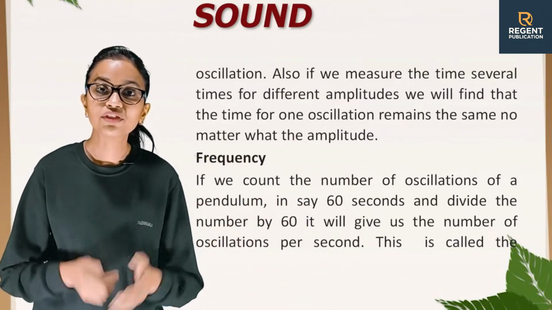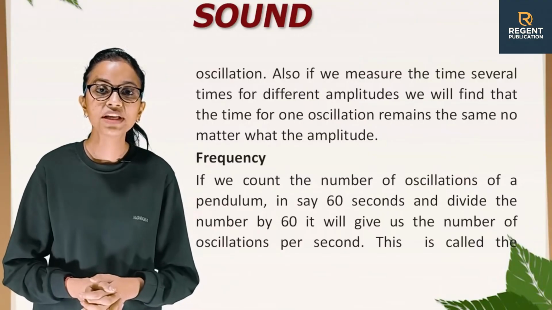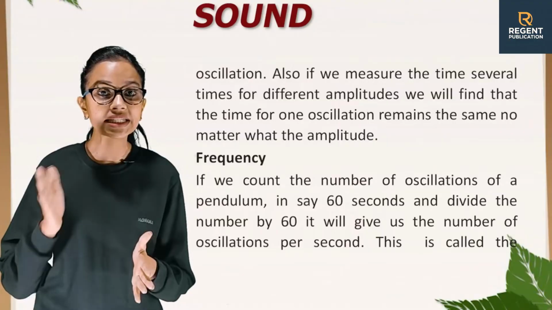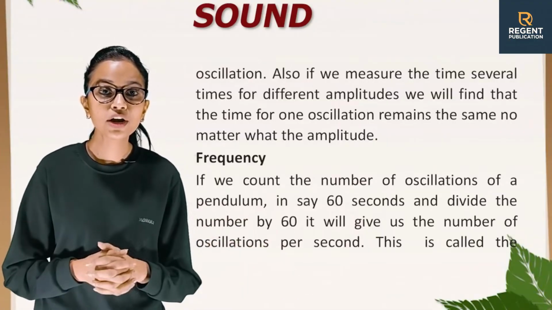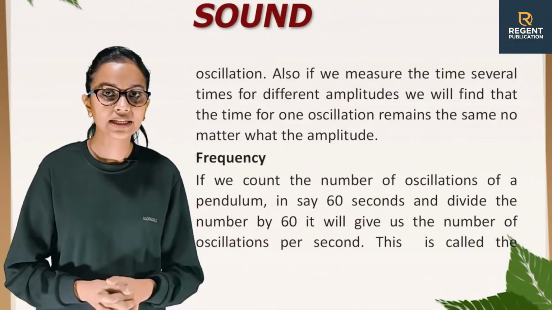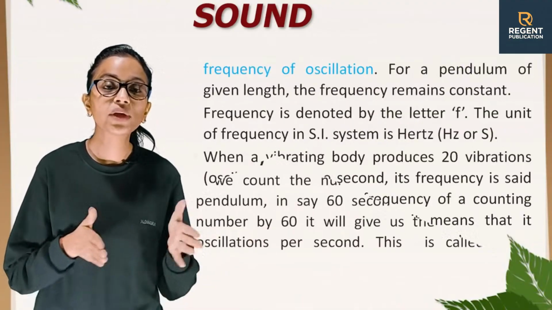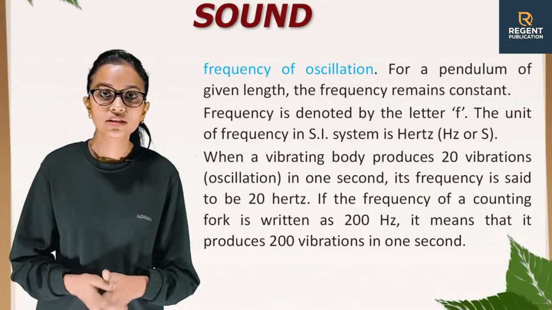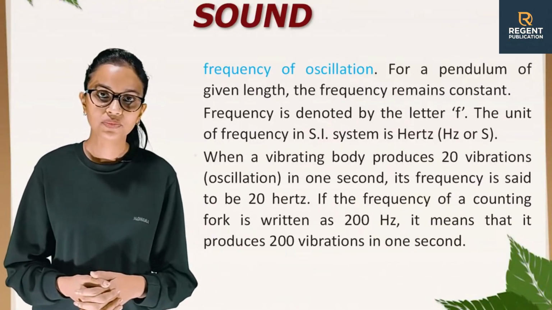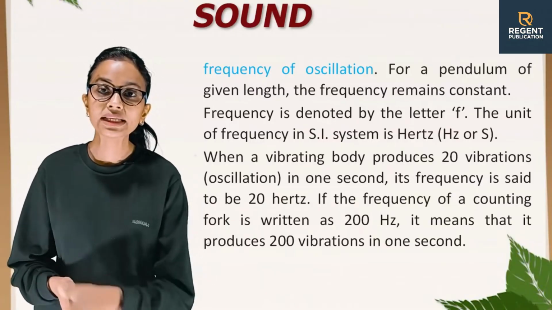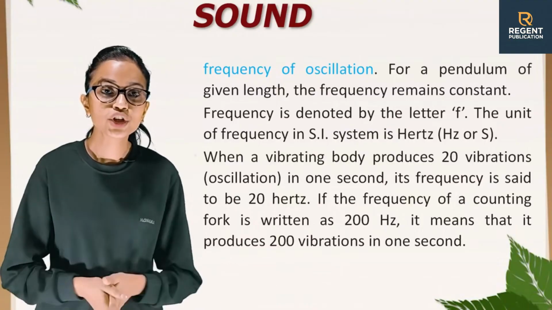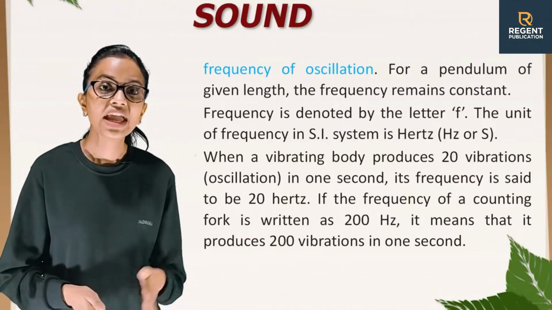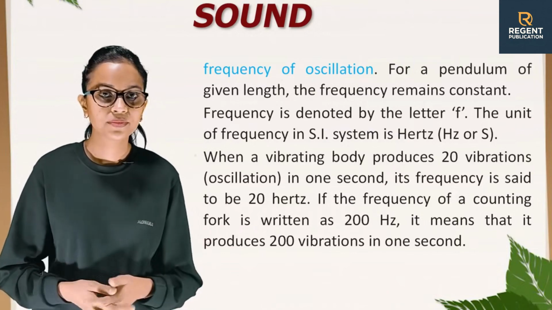Frequency. If we count the number of oscillations of a pendulum in, say, 60 seconds and divide the number by 60, it will give us the number of oscillations per second. This is called the frequency of oscillation. For a pendulum of given length, the frequency remains constant. Frequency is denoted by the letter F. The SI unit of frequency is Hertz, Hz, or per second.